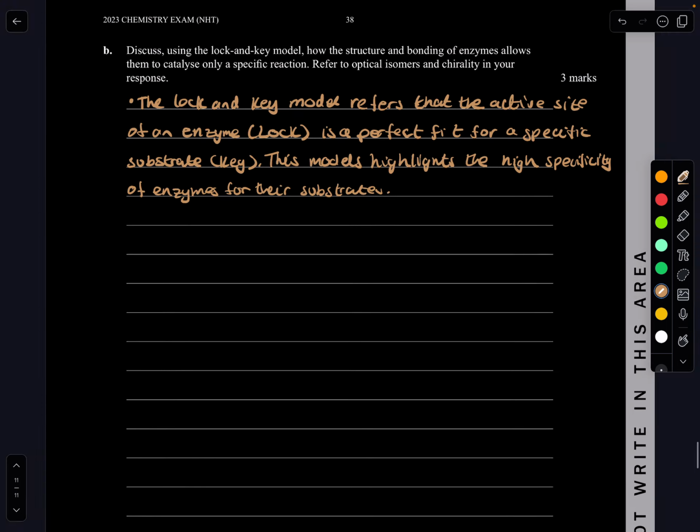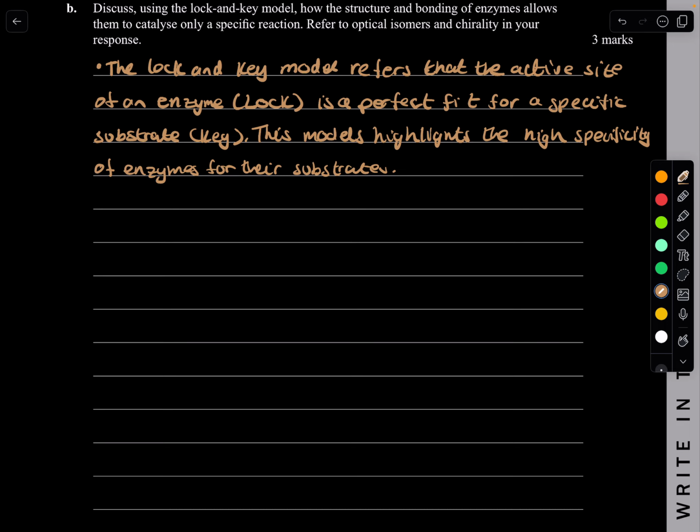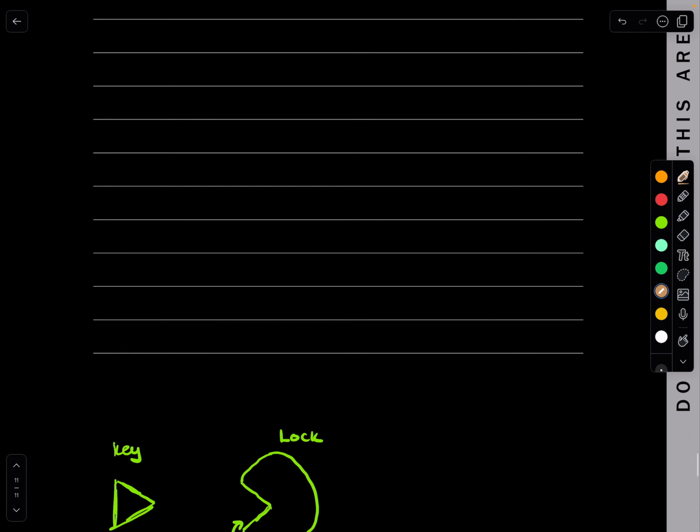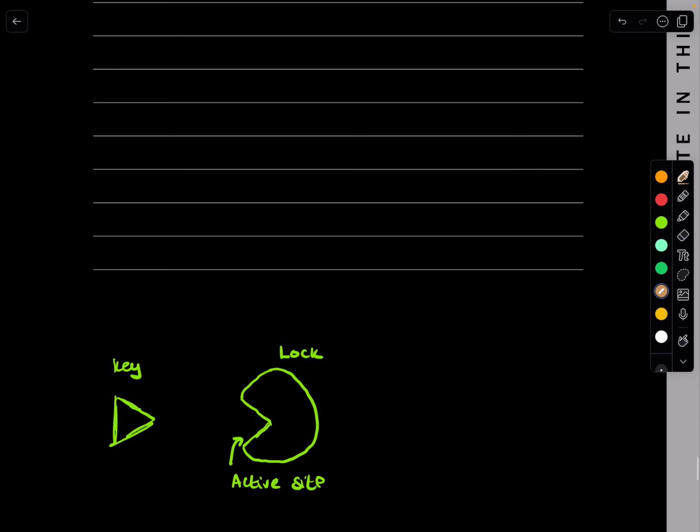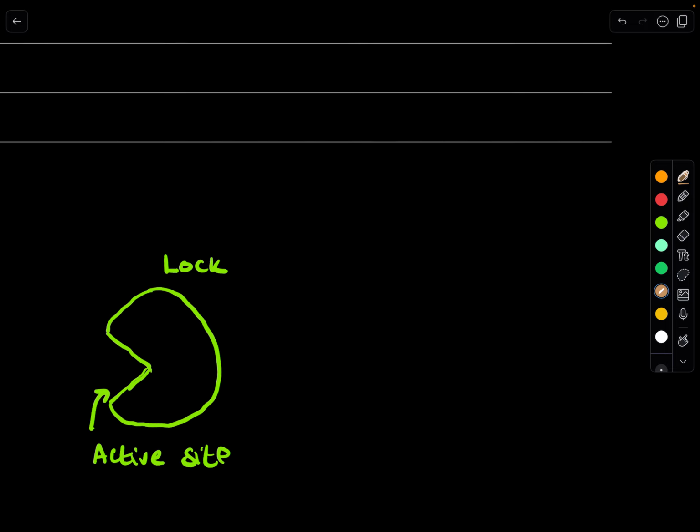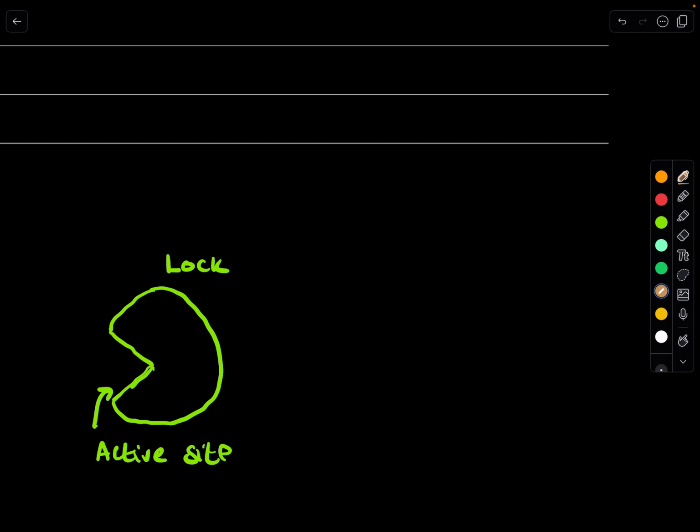And it referred to optical isomers and chirality in your response. Now, the first thing that comes to my mind is talking about the active site and how important it is to have this shape. We know that the active site is very unique and it's 3-dimensional. Remember, it's a tertiary structure. It's a 3-dimensional pocket, and it only allows the correct complementary shape, not other ones.